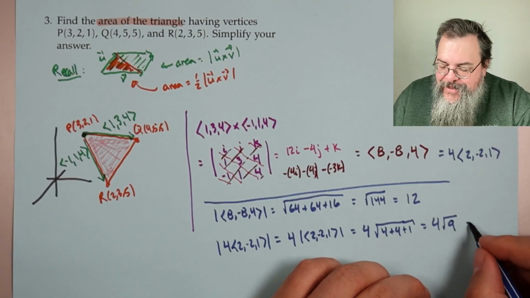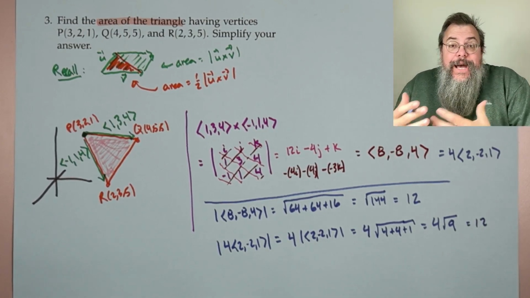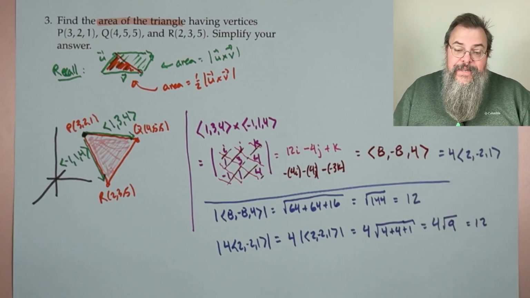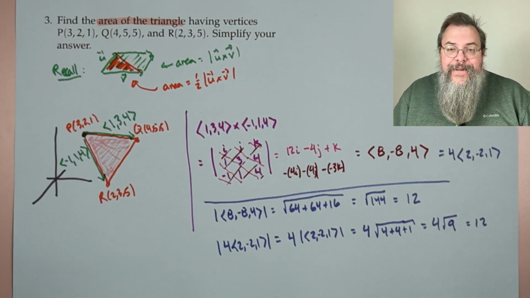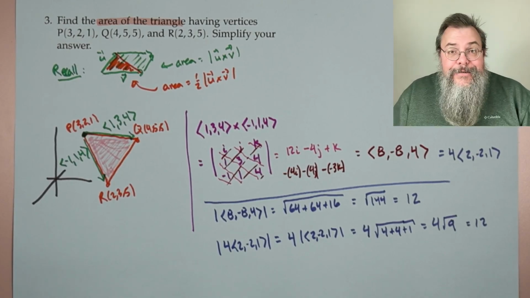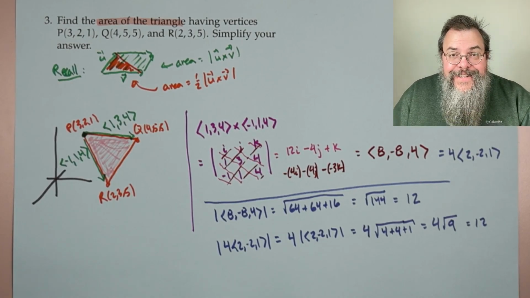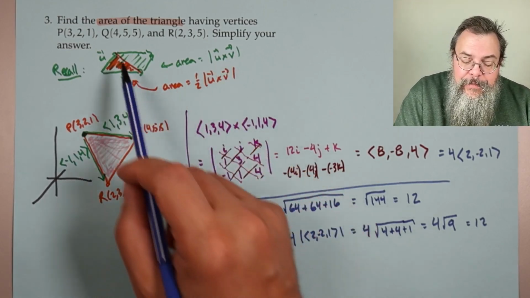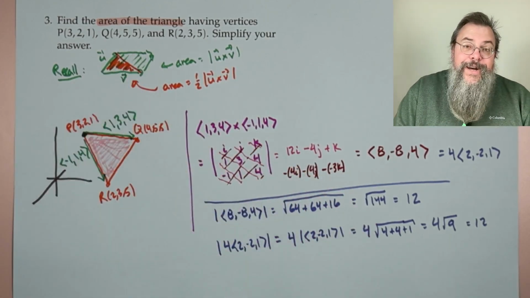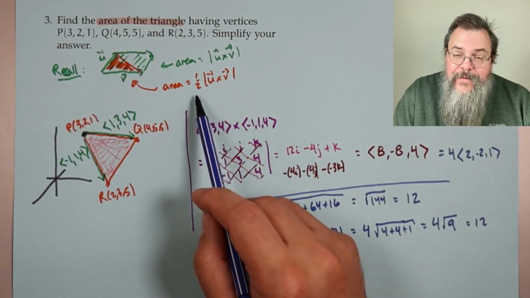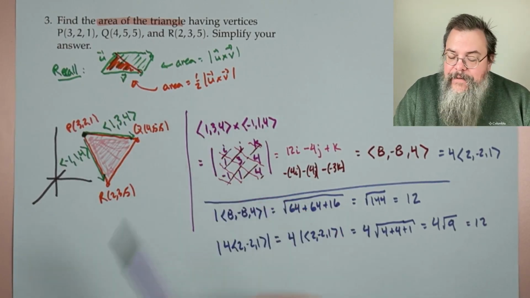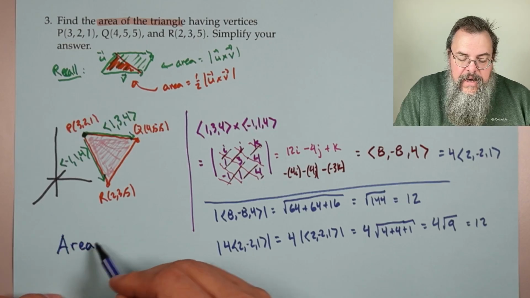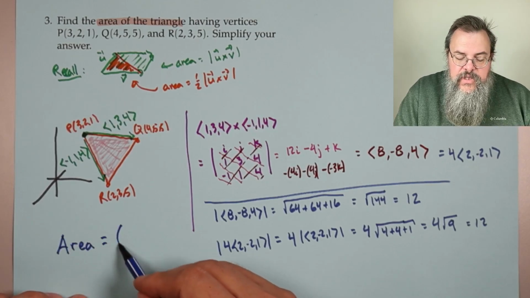So 4 times 3 is 12. If you have a common scaling factor, pulling it out will make it a little easier to find the magnitude. Just remember to include that scaling factor. Now, is 12 our answer? Why not? Well, 12 is the magnitude. That would be if we were after a parallelogram, but we're after a triangle. So don't forget, you have to have a half. Our final answer is that the area is a half times 12, which is 6.